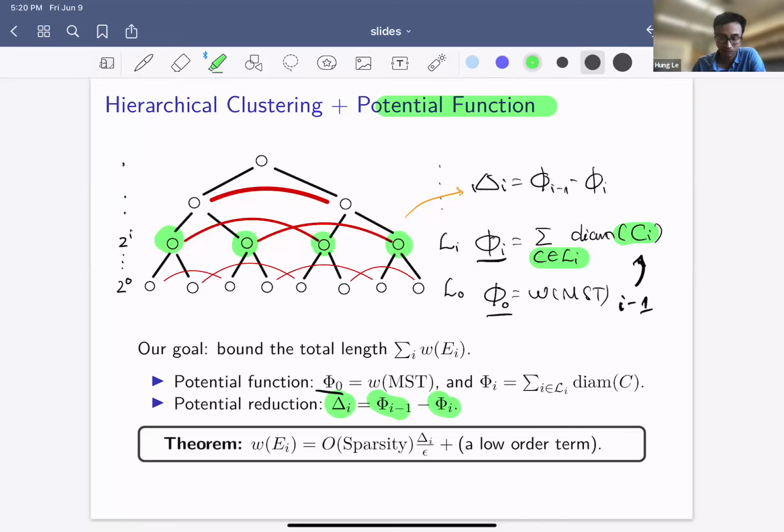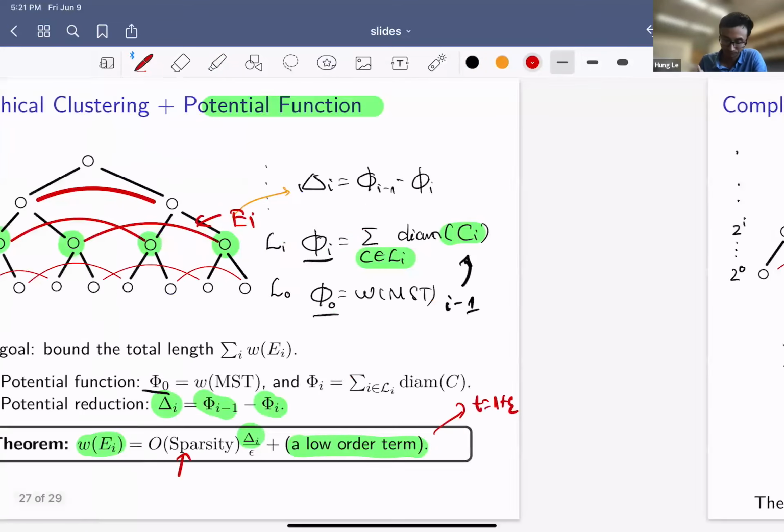And what we are able to show is that the total weight of the edges E_i that we add at level i is a constant times the sparsity times the potential reduction Δ_i over epsilon, plus a low order term. The low order term appears only for the step t equal to 1 plus epsilon. When the step is at least 2, we don't have this low order term. That's the key theorem. The proof is going to be in the paper, so check it out.